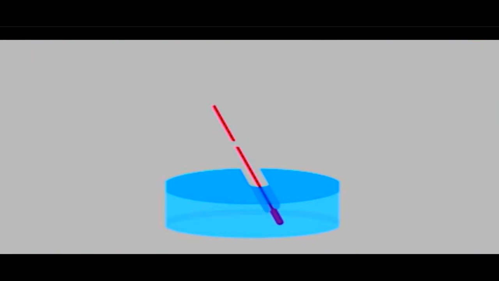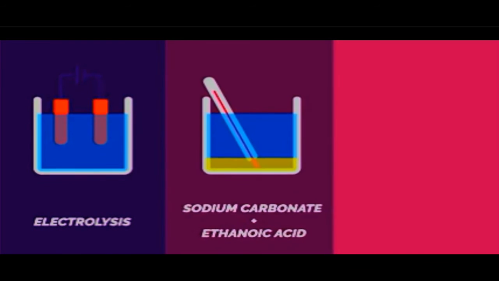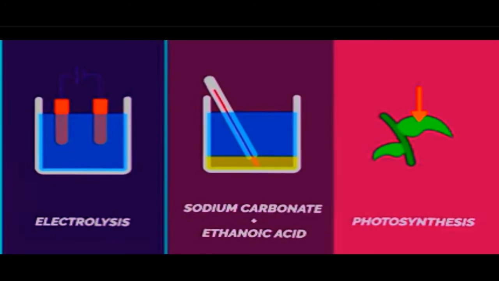Again, as with exothermic reactions, the energy being transferred is usually heat. So in endothermic reactions, the surroundings usually get colder. Again, we can detect endothermic reactions with a thermometer, because the temperature would get colder. Some examples of endothermic reactions are electrolysis, the reaction between sodium carbonate and ethanoic acid, and photosynthesis.